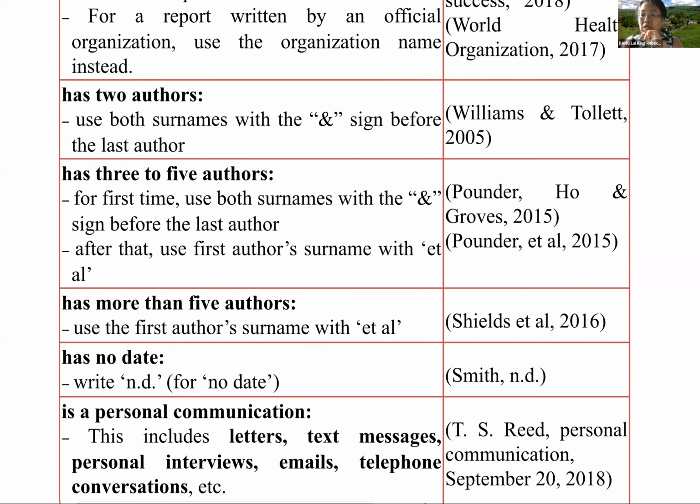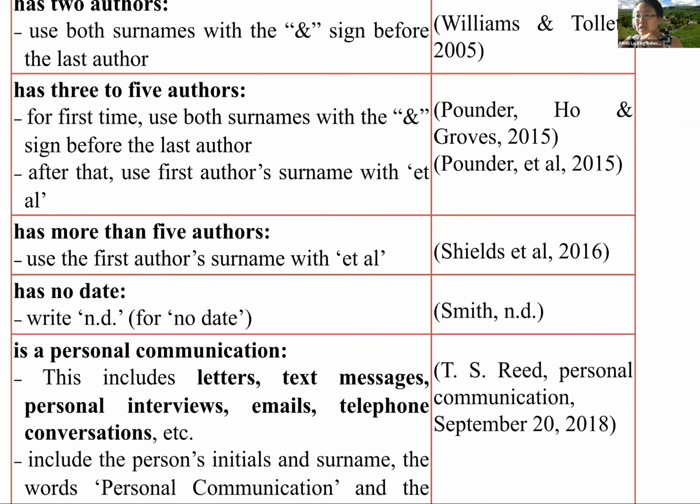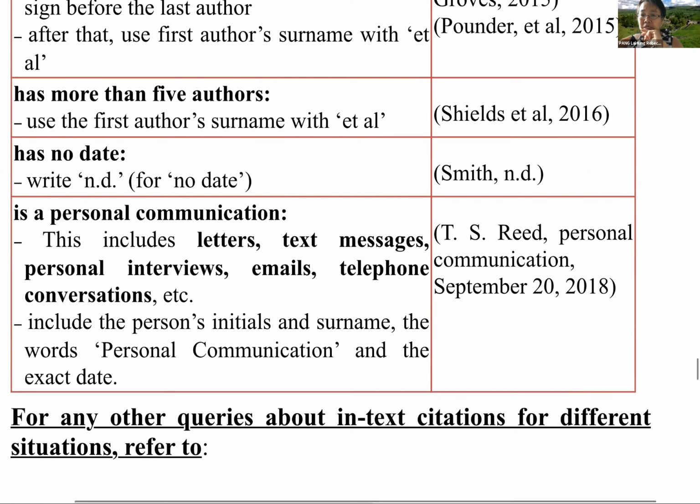Now, sometimes there are a lot of writers for a particular article. Then it's boring and too long to list all the writers' names. In this case, if there are three to five authors, you could just write down "et al.", which is a Latin phrase that means "and others", right? E-T-A-L. That's easier.